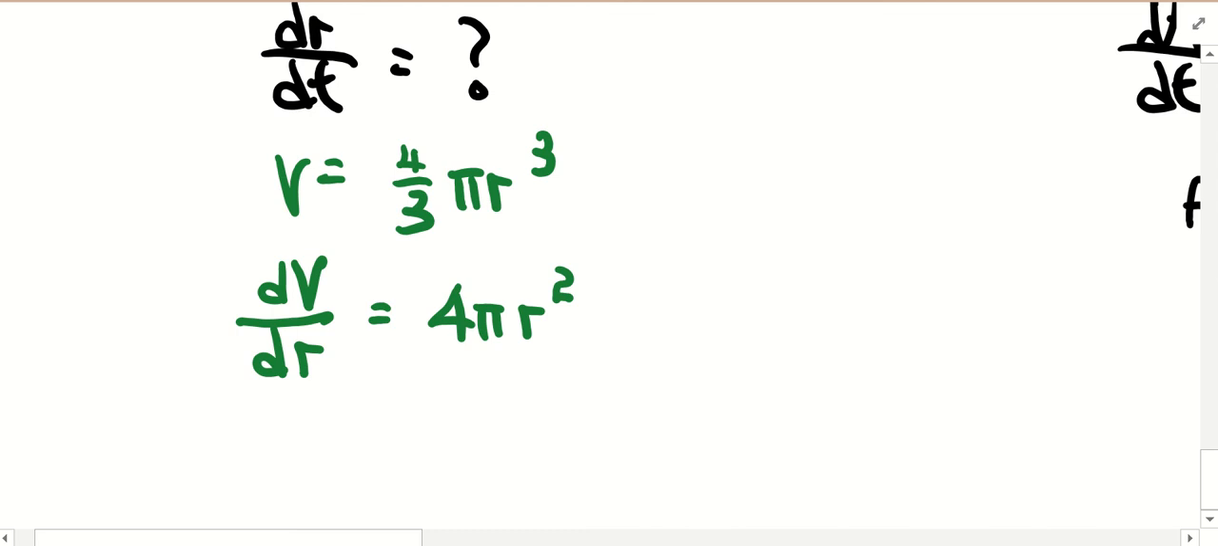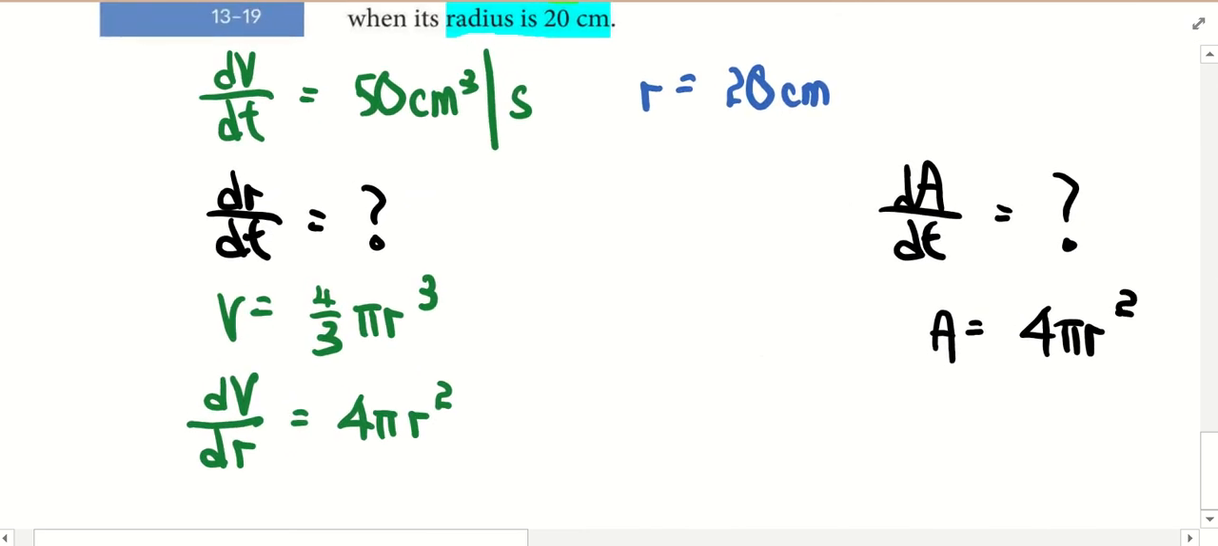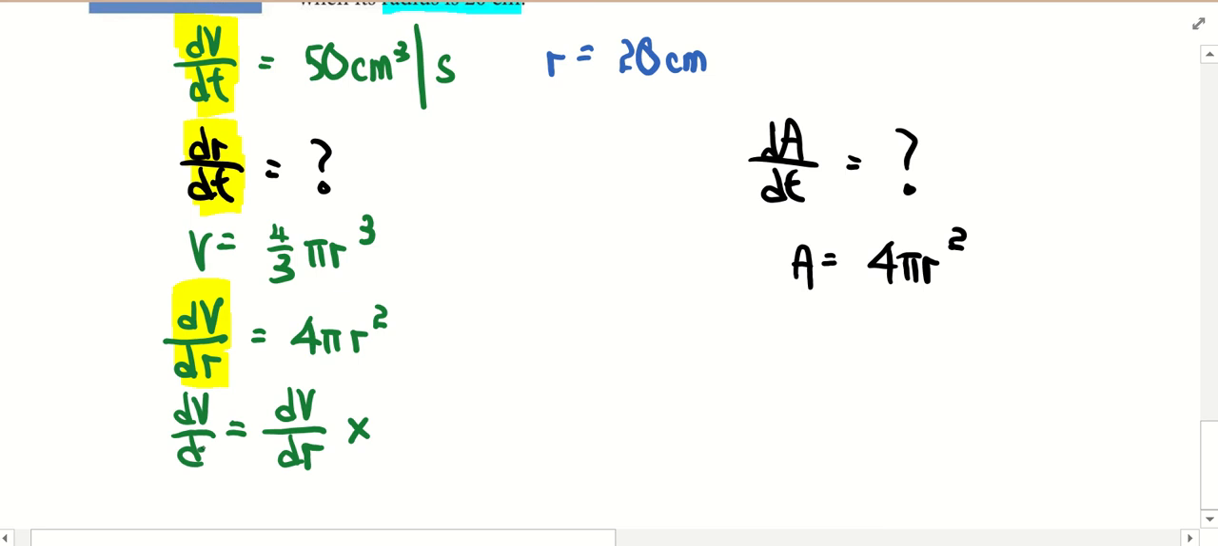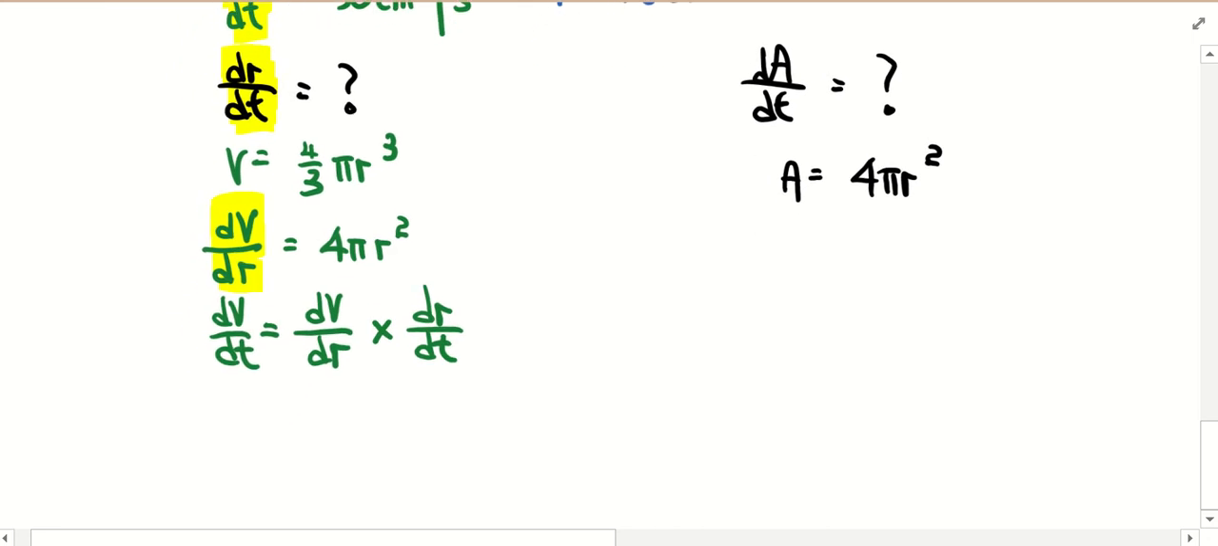I should get this. Okay, now take a look at these three. My dV/dt, my dr/dt, which I do not know, and my dV/dr. Can you form the connected rate of change, the chain rule now? Okay, I give you some time to do it. Always start with the one that does not concern any time, which is dV/dr. Numerator with respect to time on the left. Denominator with respect to time on the right. Now, fill in the necessary information.